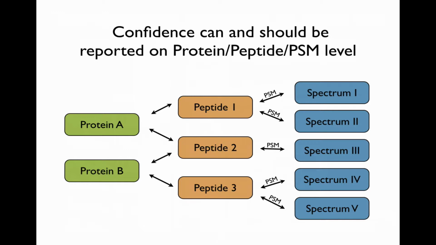All this leads to the statistics turning out a little bit different on PSM level, peptide level, and protein level. Generally speaking, whatever false discovery rate you have on PSM level will become even higher on peptide level and even higher on protein level. And that's just due to the inherent structure of the data.